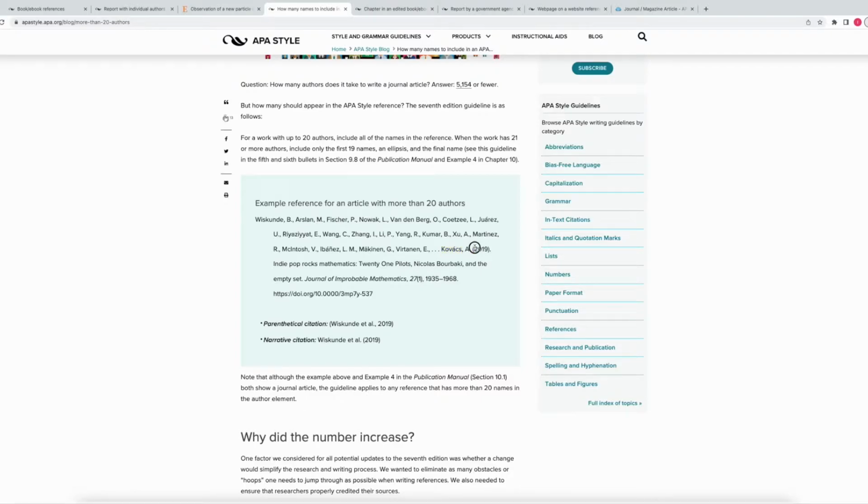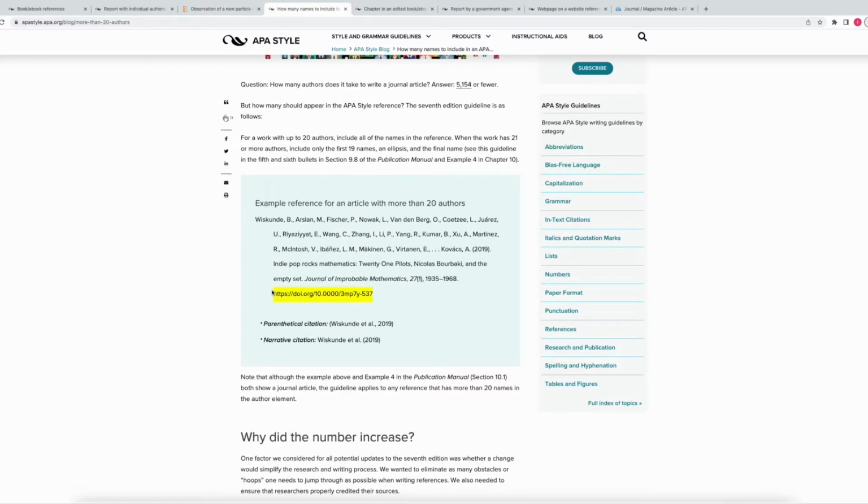Then we continue on with this entry with 2019. The article title is Indie Pop Rocks, and it's from the Journal of Improbable Mathematics. Then this is the volume 27, issue 1, the page numbers, and then the digital object identifier. This is convenient if you have a whole mess of authors and you don't know how to handle it, but also know that you can't be lazy and just do an et al. in your final reference. If you've got an article that has 15 or 20 authors, you still need to list all of them.